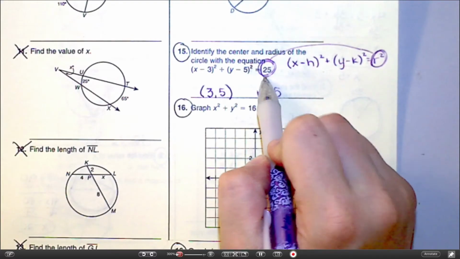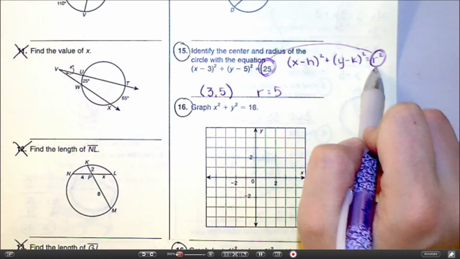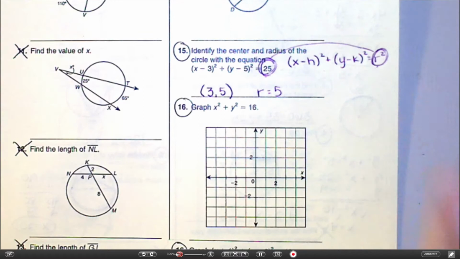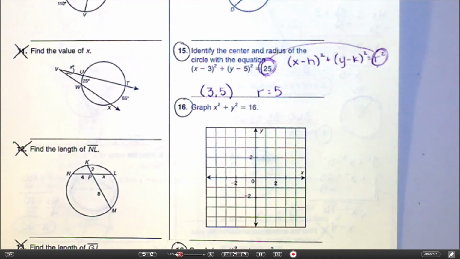But this number in the equation is always equal to r squared. And so what you want is just r. So you need to back it up. You need to say, okay, I don't want r squared. I want to get back to just regular r. And so to get rid of a square, you take a square root.